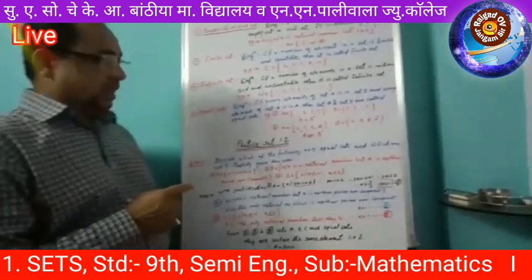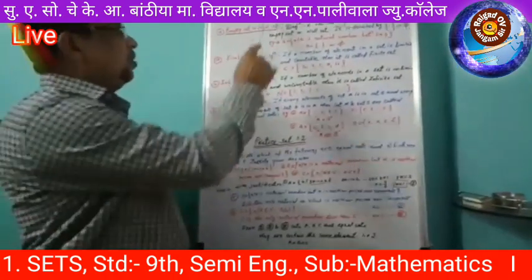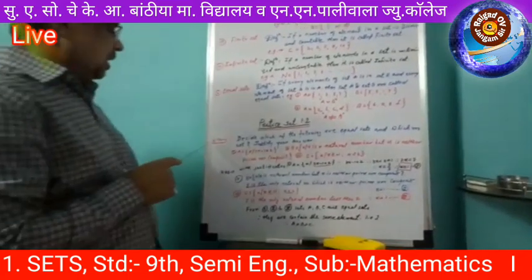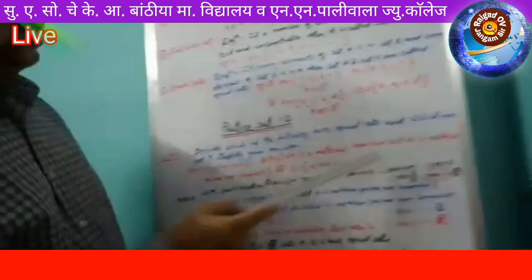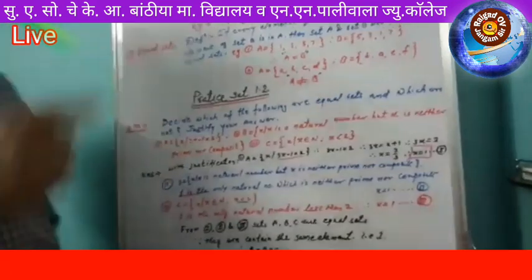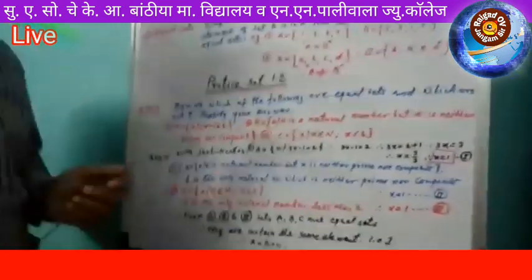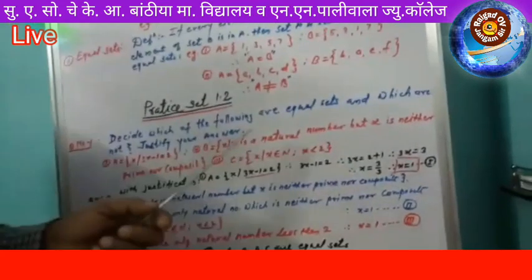Now go to the study practice set depending on all the sets. Question number 1. Decide which of the following are equal sets and which are not. Justify your answer. We are given three sets A, B and C.